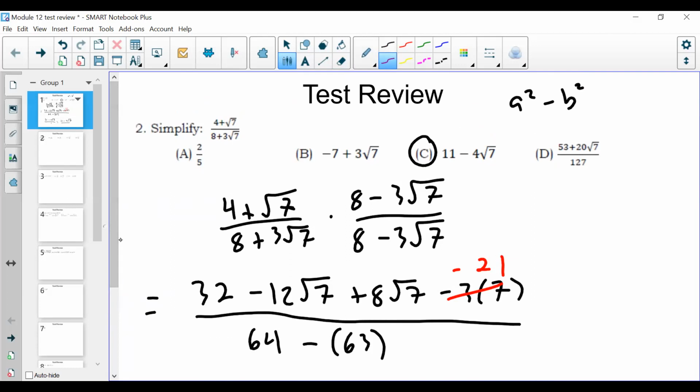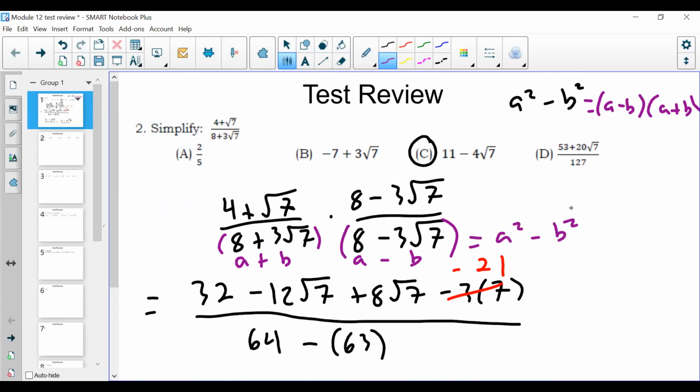The faster way is that this is the factored form of a difference of squares. A squared minus b squared is a minus b times a plus b. So when you have something in the form a plus b, a minus b, I know this is going to factor out into a squared minus b squared, where a is 8, so 8 squared is the 64, then 3 root 7 is your b value, so 3 root 7 squared gives you 3 times 3, which is 9, and root 7 times root 7, which is 7, or 9 times 7, which is 63. Okay, got it. Thank you.